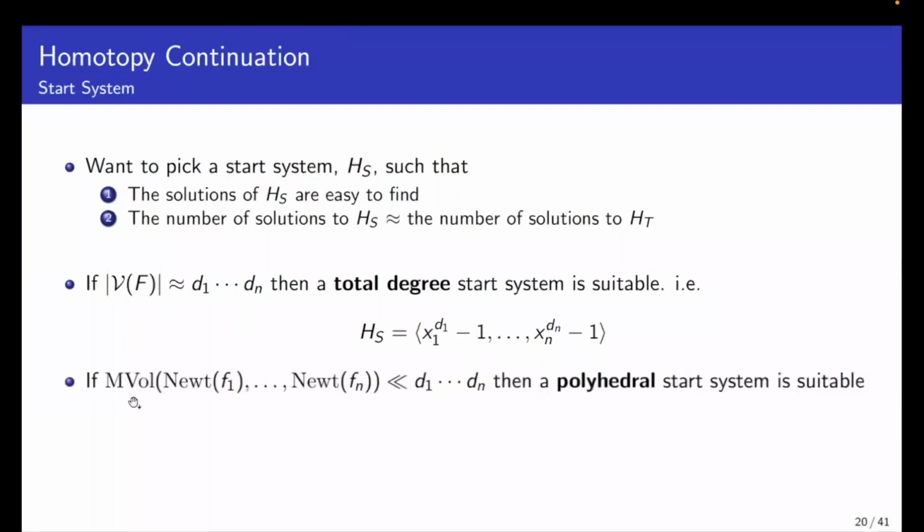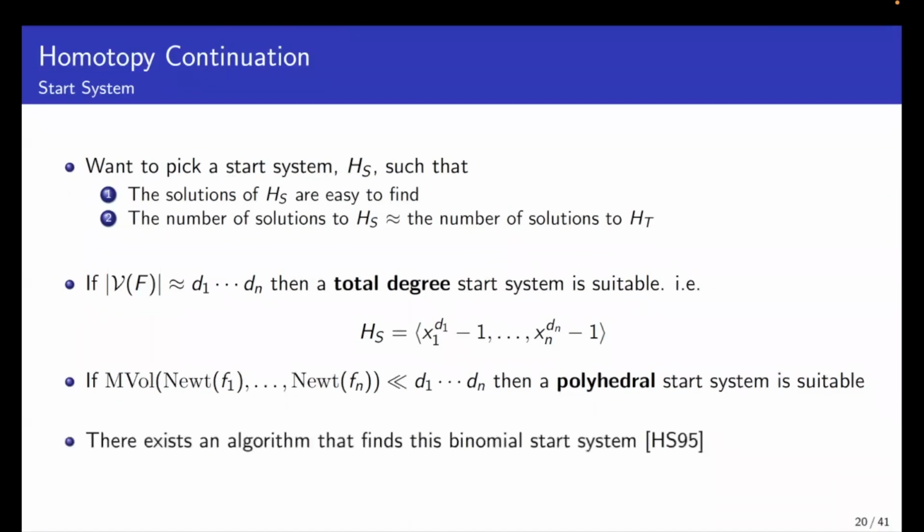Now, if this mixed volume, i.e. this BKK bound, is much less than the Bezout bound, something known as a polyhedral start system is suitable. In general, I can't write down in a nice prose form what this polyhedral start system looks like, but it's a collection of binomial systems. And maybe more importantly, there exists an algorithm that will find this binomial start system and then do the tracking.